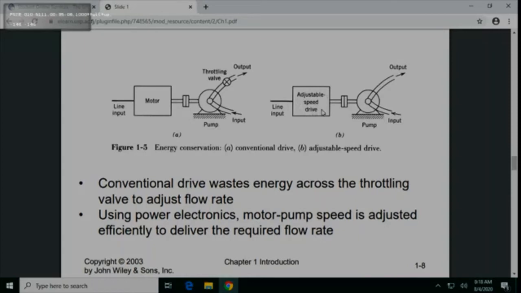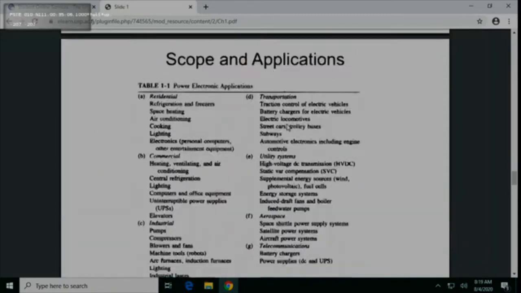Now once you have a desired speed for the motor, there is no need for a throttling valve. Your pump will rotate at the speed you command it to rotate, rather than using the throttling valve manually. It will all be controlled with electronics. So, a very easy way. There is less wastage of energy. Using power electronics, motor pump speed is adjusted efficiently to deliver the required flow rate. Simple as that. So, energy conservation: conventional drive, adjustable speed drive, which we are going to use now.